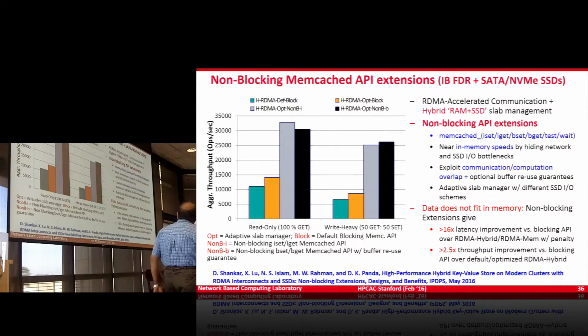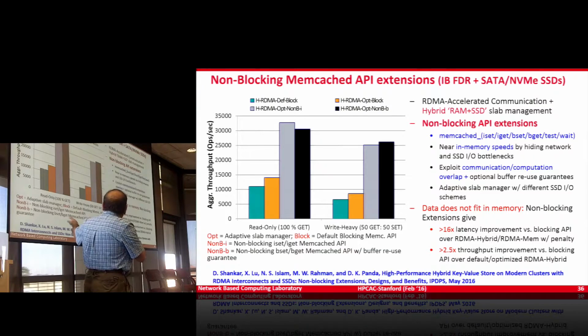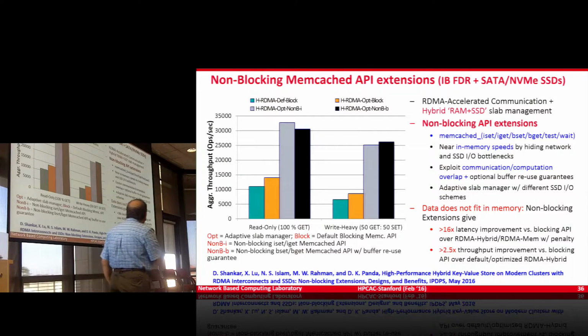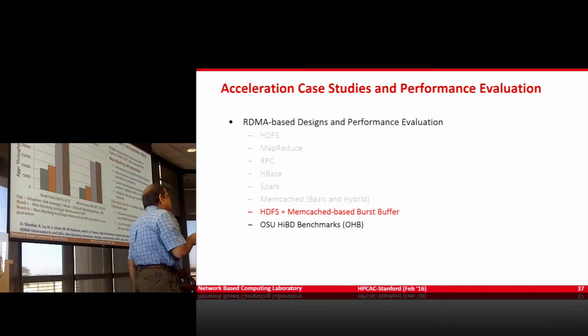So we tried to explore whether we can do some non-blocking API extensions. This is a futuristic look we are trying to provide: if we go into the non-blocking API, what happens? These are the earlier numbers I showed, the default and some optimized, the blocking. Now if you do all this non-blocking and we have a complete solution ready, you can push the benefits significantly higher. You can get a 16x latency improvement and a 2.5x improvement. Through this, we are trying to show the community that we need to totally rethink how these designs have been done.